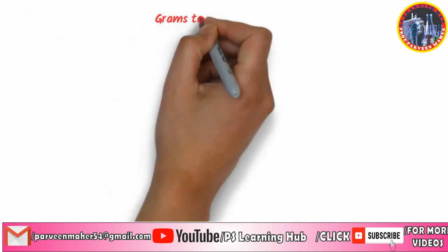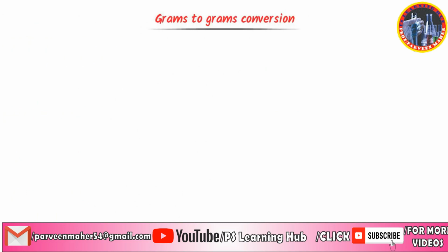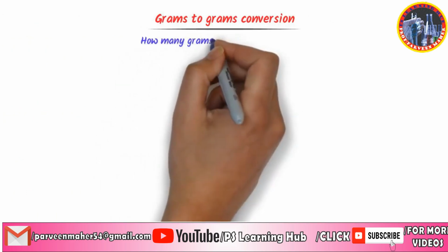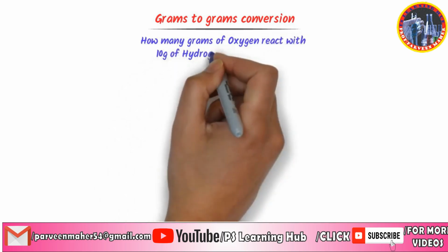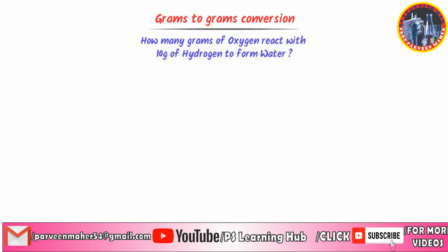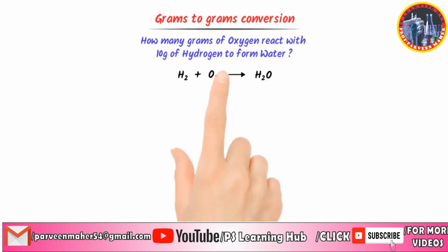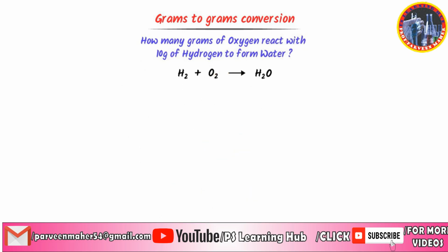Lastly, let me teach you grams to grams conversion. For example, consider this problem. How many grams of oxygen react with 10 grams of hydrogen gas to form H2O? Well, as usual, I write the complete balanced chemical equation. Hydrogen gas plus oxygen gas react together to form water. I write 2, 1 and 2. Now it is a complete balanced chemical reaction.